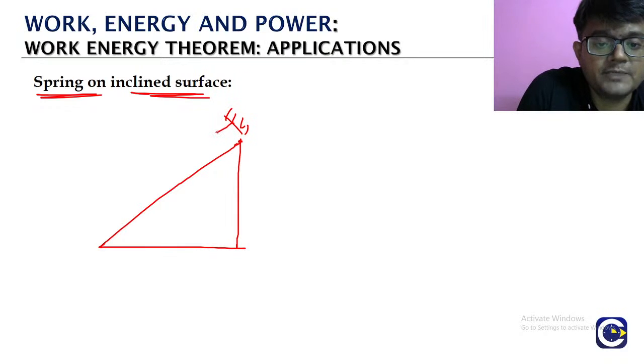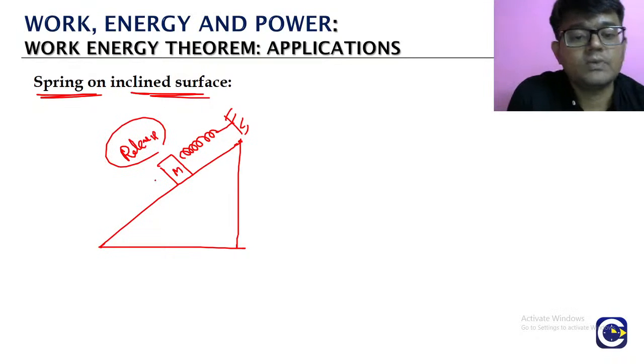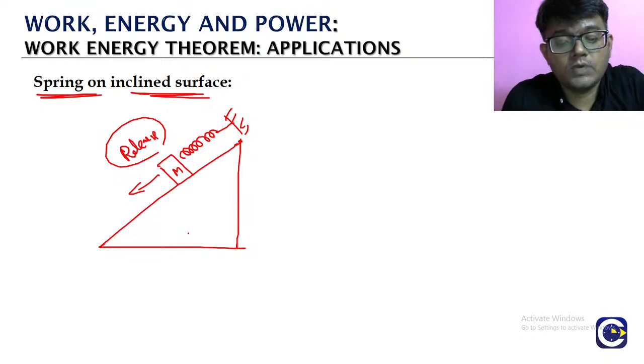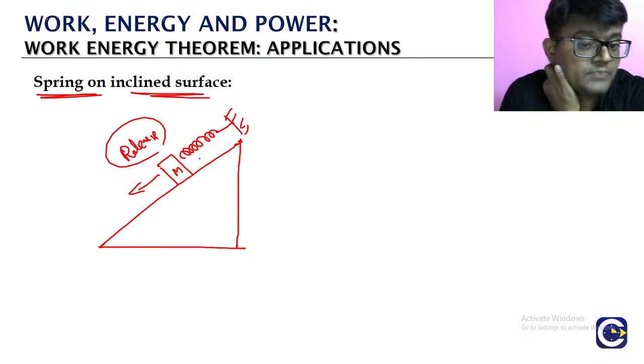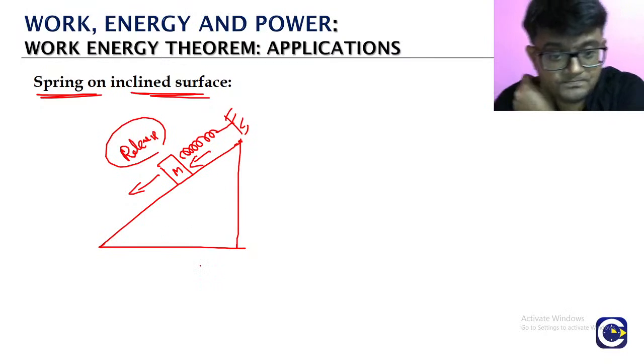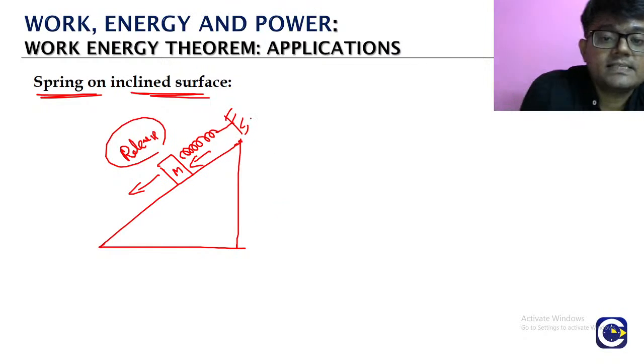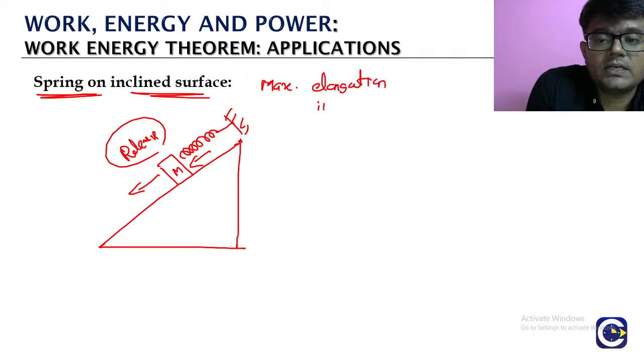So look at this. Imagine we have a spring. To this there is a mass attached. We release it. When you release it, what is going to happen? The block is going to move along the inclined plane down. Then the spring is going to get extended. So in this case they can ask us what is the maximum elongation in the spring.